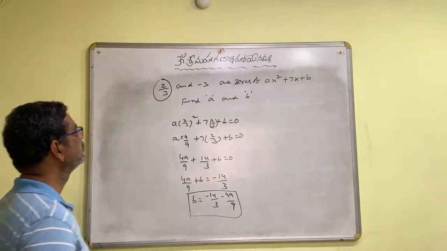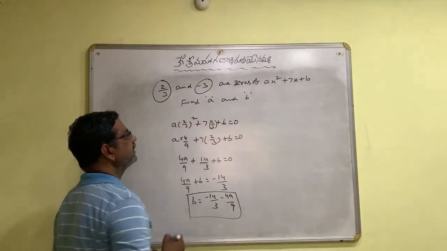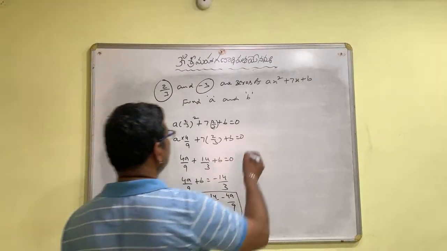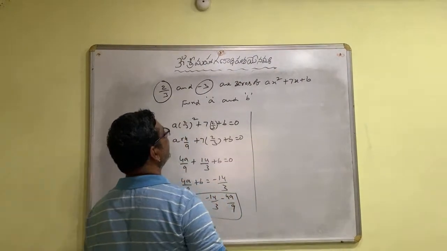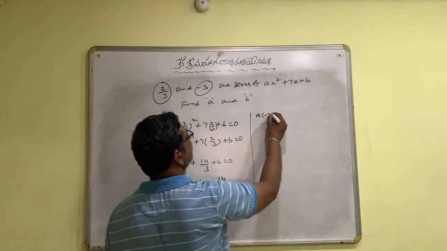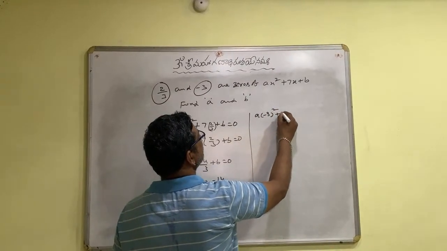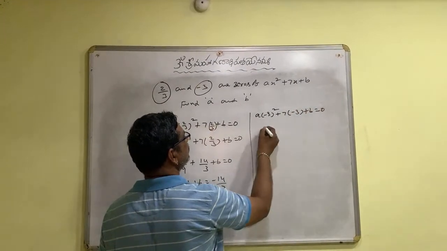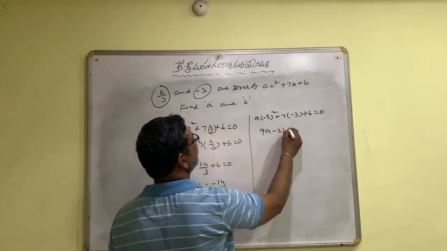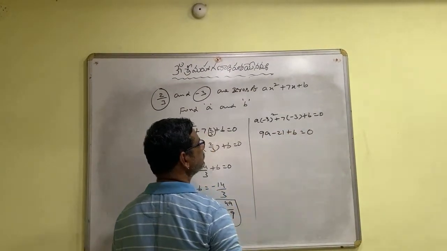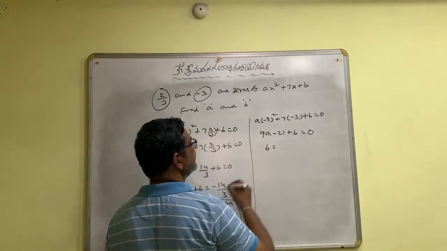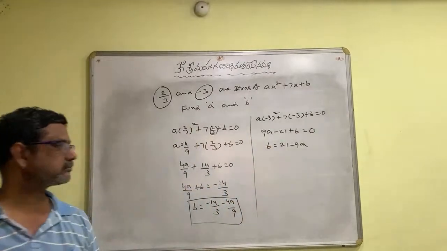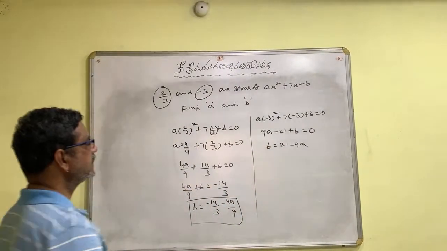Now, see, it is also given that negative 3 is also a 0 of the given polynomial. So what we have to do? We have to insert negative 3 also. a into negative 3 square plus 7 into negative 3 plus b is equal to 0. 9a minus 21 plus b is equal to 0. So from this also I can write b is equal to 21 minus 9a.